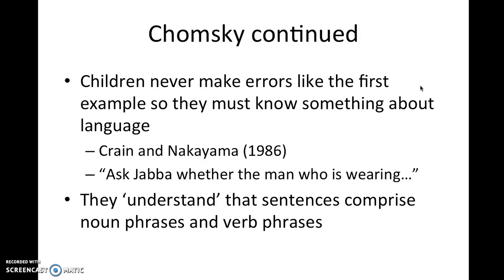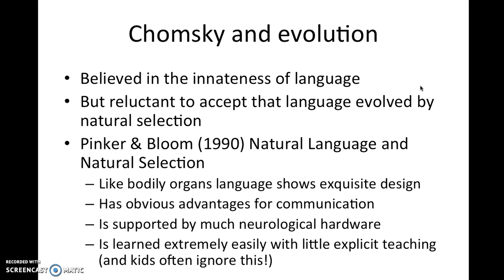They weren't showing the errors that you might expect if they were just learning by trial and error. And trial and error is very much the kind of Skinnerian view. You try something, if it works, you do it again. If it doesn't work, you try something else. They're being guided, it seems, by something. And Chomsky would argue that this is the innate principles and the universal grammar. So kids understand this. And this is what Chomsky's arguing.